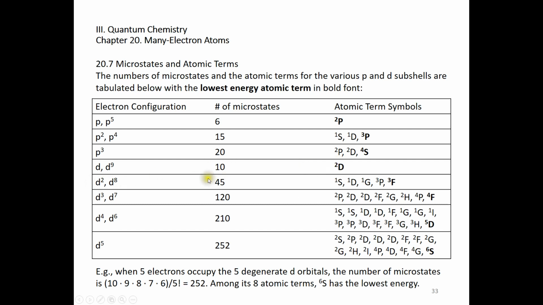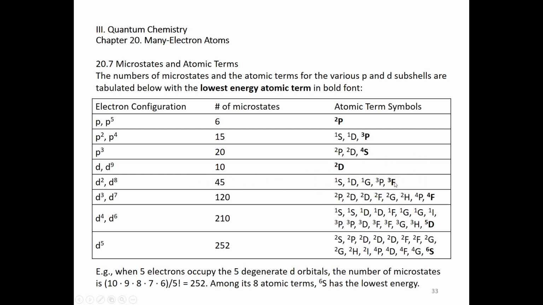For d2, we have 45 microstates because the first electron has 10 options, the second electron 9 options. 10 times 9, 90. 90 divided by 2 factorial, 45. Again, it's just because electrons are indistinguishable. When we have 2 electrons, we have 2 factorial different permutations. We need to divide that, so we get 45. And now we can group these 45 microstates into 5 atomic terms: 1S, 1D, 1G, 3P, 3F.